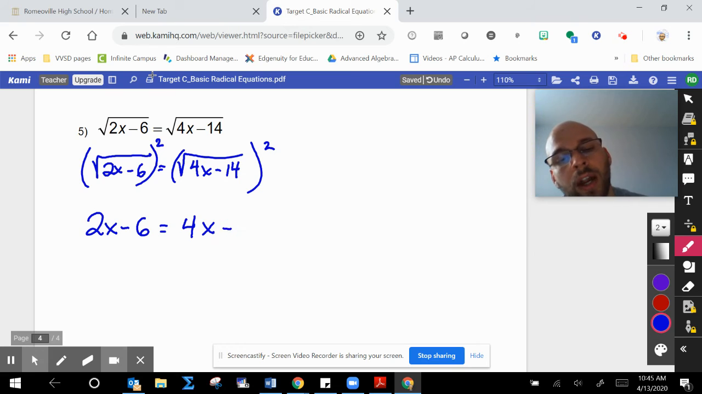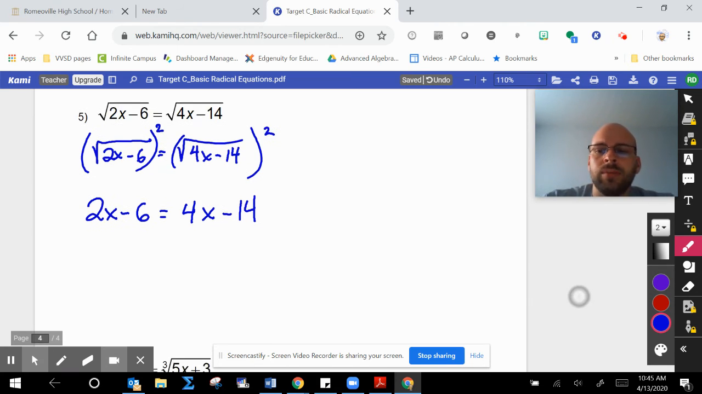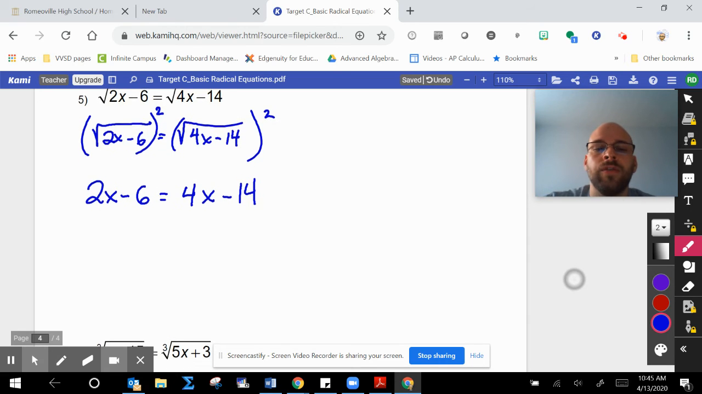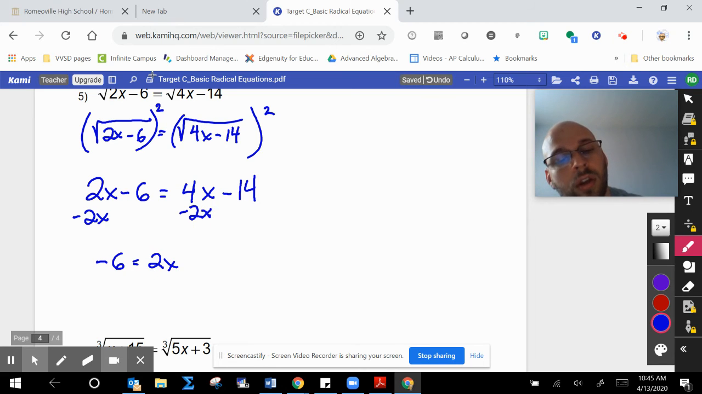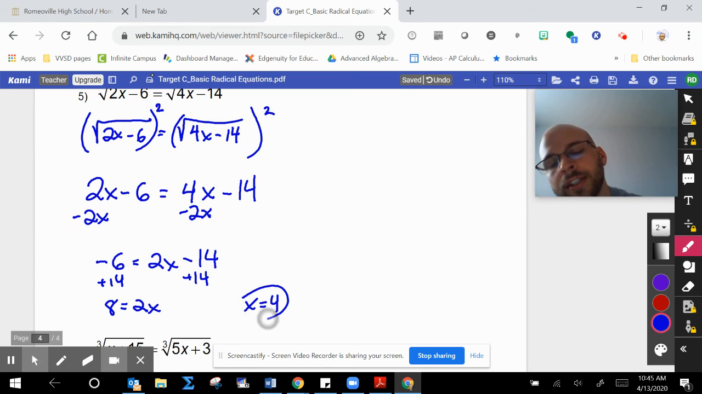So now I just have 4x minus 14. So if you have two of the same type of radical, you know the insides have to be the same. Ultimately, I know that 2x minus 6 has to equal 4x minus 14. Now we can just solve, right? So I'm going to get all my variables to one side. So I get negative 6 equals 2x minus 14. Add the 14 over. So I get 8 equals 2x. And if you divide by 2, you would get x to be 4.